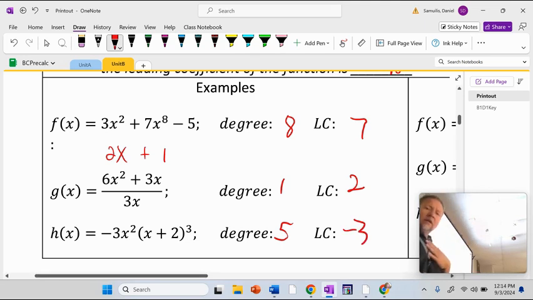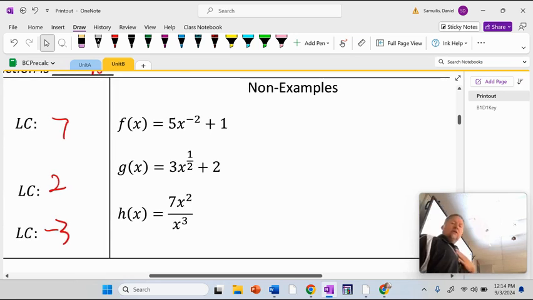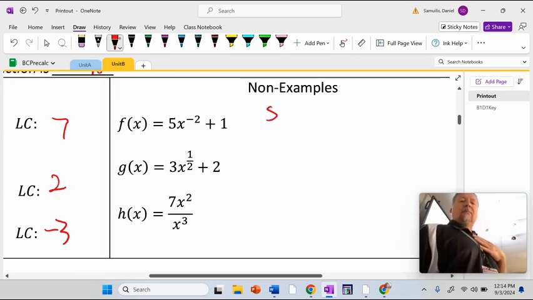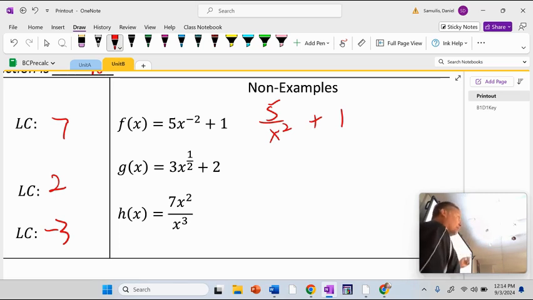Now, over here are non-examples. This one would actually be 5 over x squared plus 1. That's called, you don't know this, this is the one thing we didn't do last year. Coming up, though, that's called a rational function.